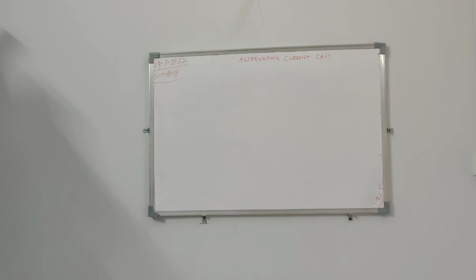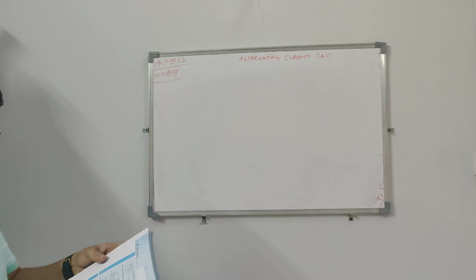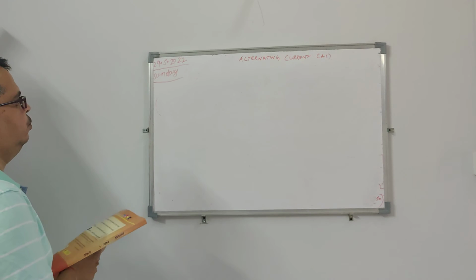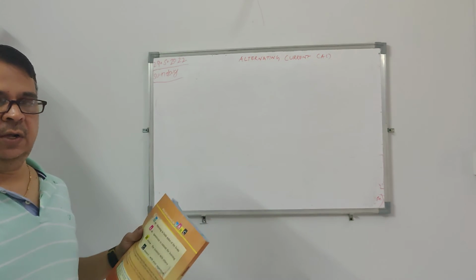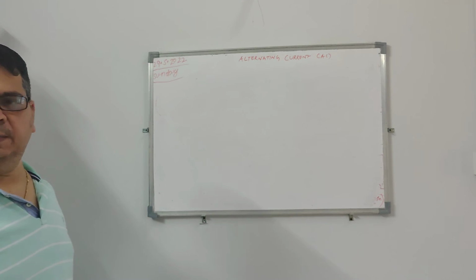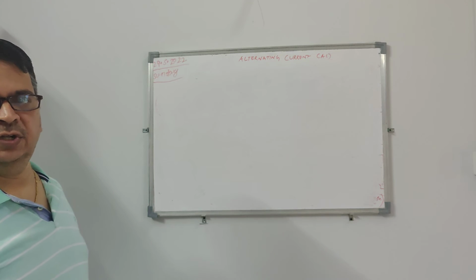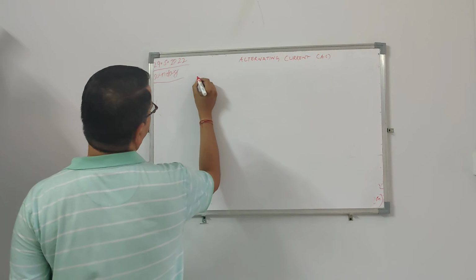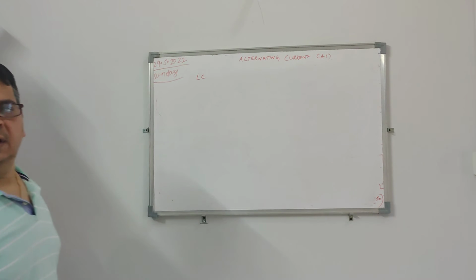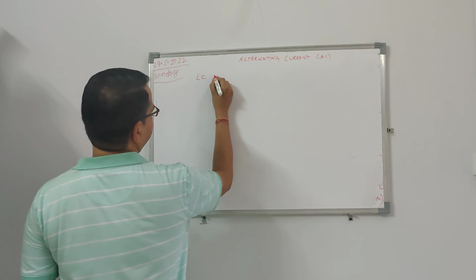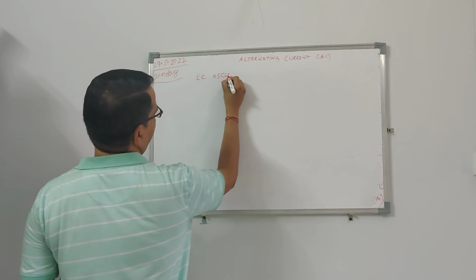Okay, so we have completed the LRC circuit. Then we will do one simple LC oscillator. When we were seeing some CET paper, there was one question on oscillator. So we won't go into the details of derivation, but we will just say what the important formulas are.